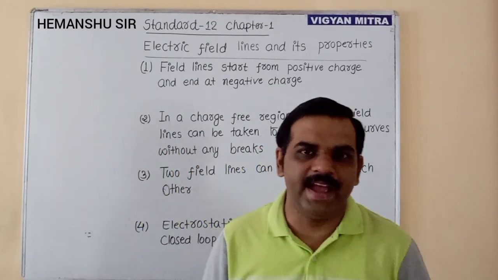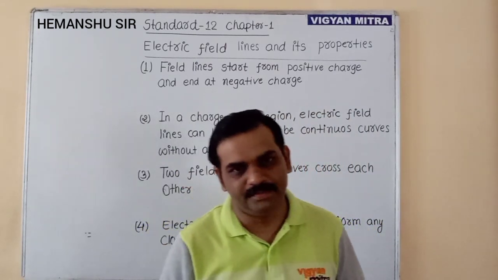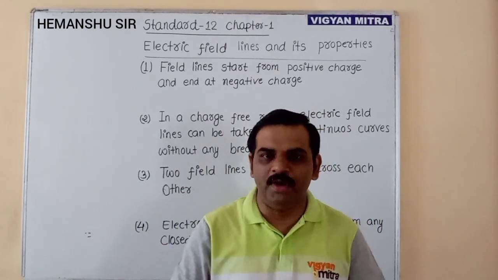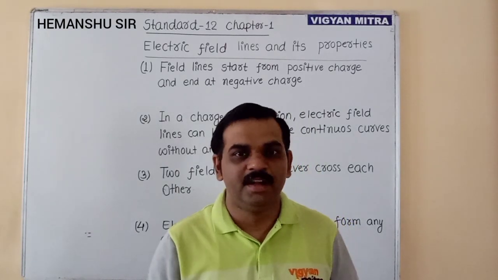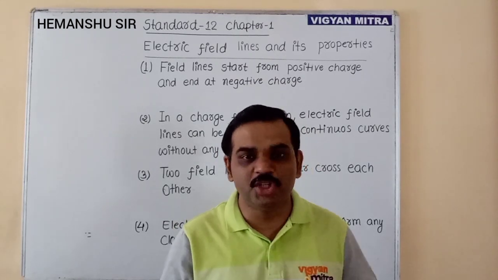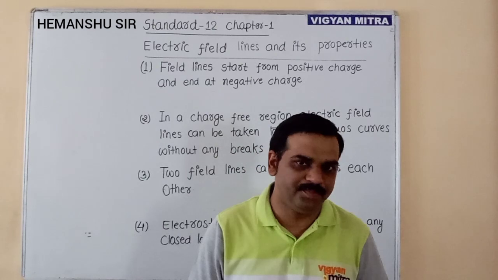Electric field lines and its properties. Definition of electric field line. An electric field line is a curve drawn in such a way that the tangent to it at each point is in the direction of electric field at that point.